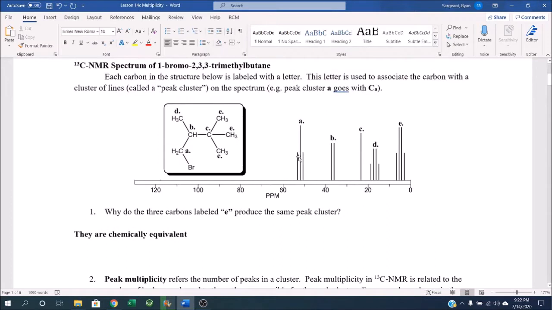If we say that backwards now, that means that if your peak multiplicity is 3, then the number of hydrogens is going to be 1 less than that. A triplet tells us that this carbon has 2 hydrogens. The doublet tells us that that carbon has 1 hydrogen. The singlet tells us that that carbon has 0 hydrogens. And these quartets tell us that their associated carbons have 3 hydrogens.